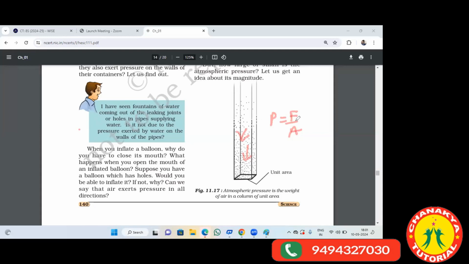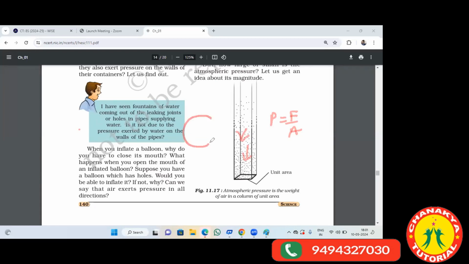Got it? Sir, can you explain again? Which part? Atmospheric pressure? Yes, ma'am. Yes, sir. Sir, this example, sir. Could you explain again? Okay, this example. Just one minute.